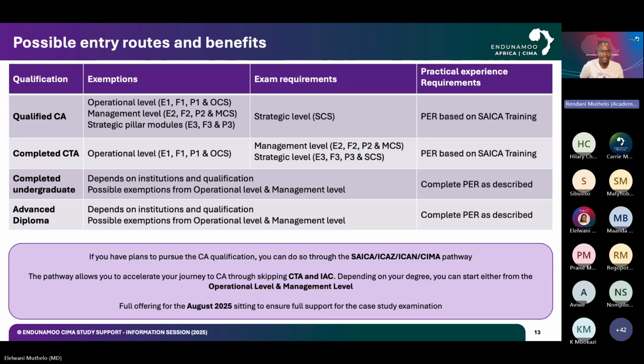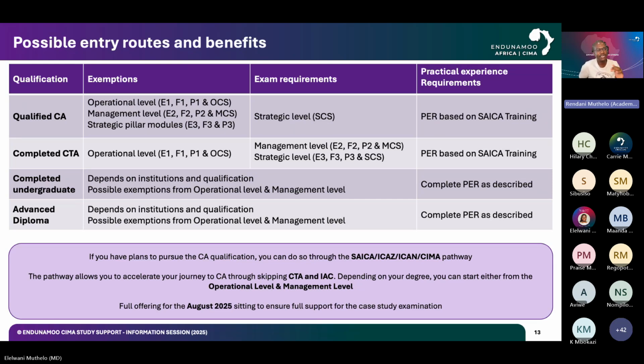Then for a completed undergraduate, the different degrees, for instance, the advanced diploma from UJ, starts you at management. But I think the advanced diploma from TUT starts you from operational. So there are those things that are very worth considering. As my colleague will say, the nuances of the journey. So you just need to go through that and be able to see where you are.